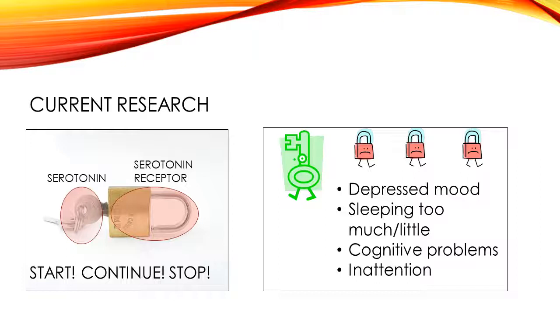Let's use serotonin for example because it's highly involved in regulating mood. Imagine serotonin is a key and a serotonin receptor is a lock. When the key fits into the lock, a message is sent to the brain to start or stop the release of other brain chemicals that affect the person's mood. So as you can imagine, if the lock is broken or doesn't work right, the person's mood is affected.